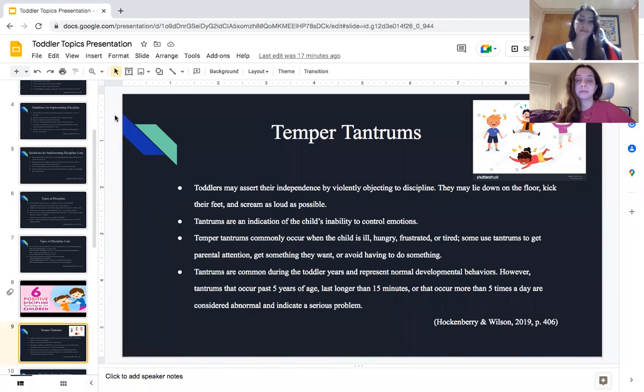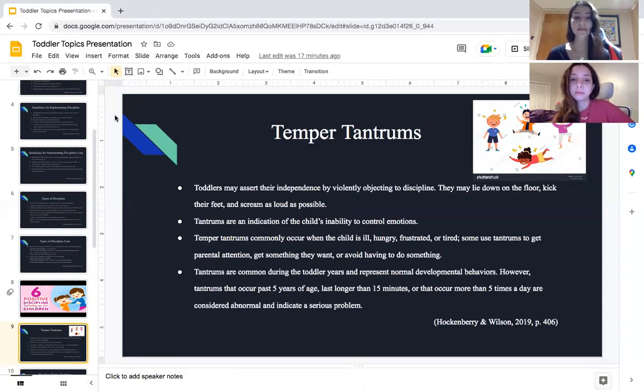Moving to temper tantrums. Toddlers may assert their independence by violently objecting to discipline. They may lie down on the floor, kick their feet, and scream as loud as possible. Tantrums are an indication of the child's inability to control emotions. Tantrums can also be an indication that a child has difficulty expressing themselves, and children with certain developmental delays can have this difficulty. So it's important for our parents to recognize difficulties that children have when expressing themselves and to teach them effective techniques that allow them to express themselves appropriately.